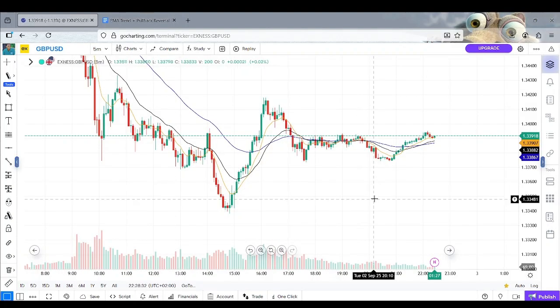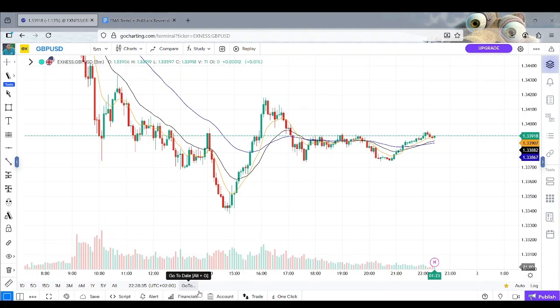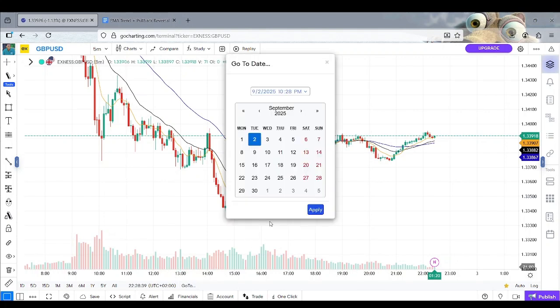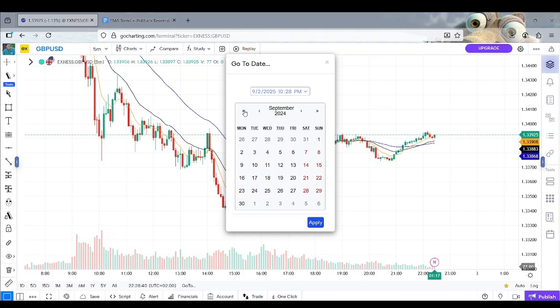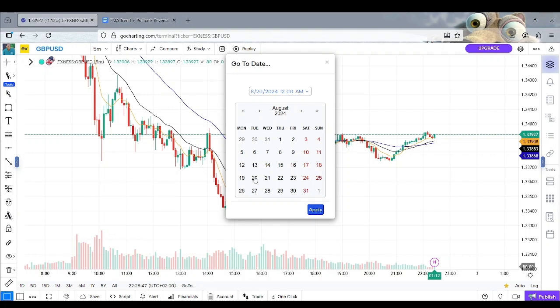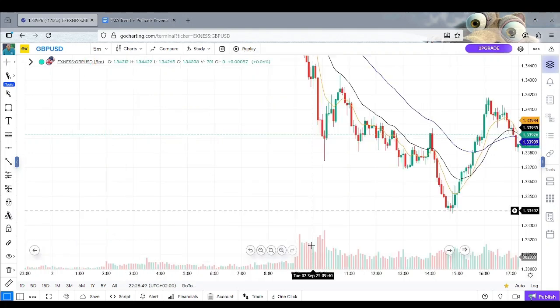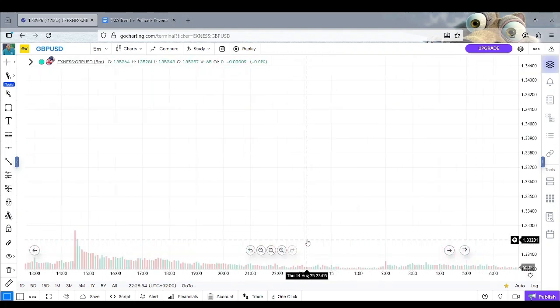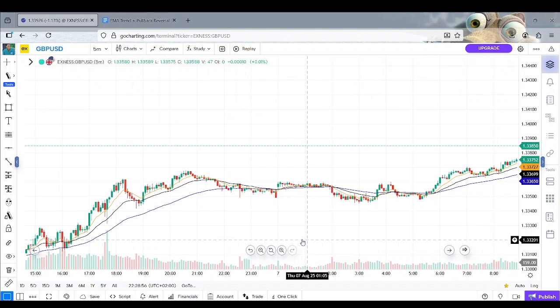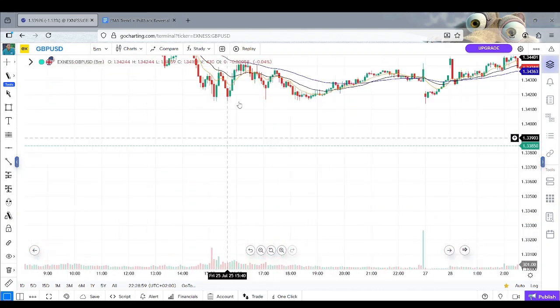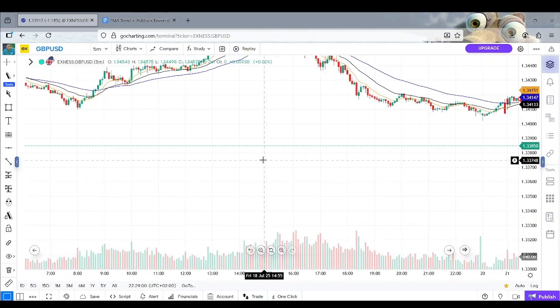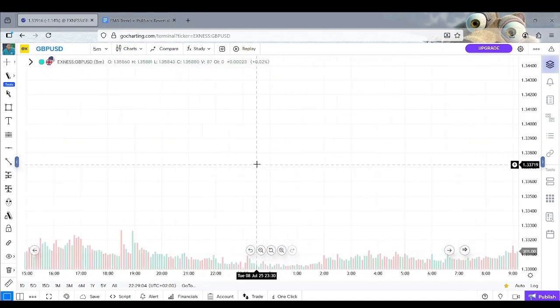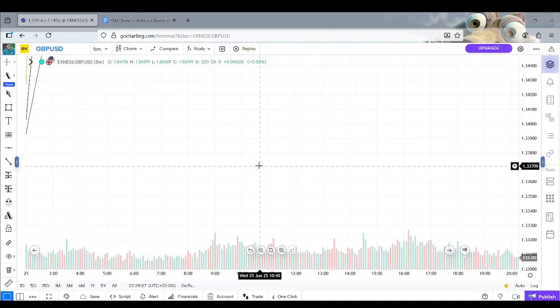For now, maybe I'll go back, say, to the 20th of August. Let's try that. August 20th. Yes, August 20th. I am using this platform only because it has the replay tool for free. TradingView, no, I don't have that kind of TradingView.